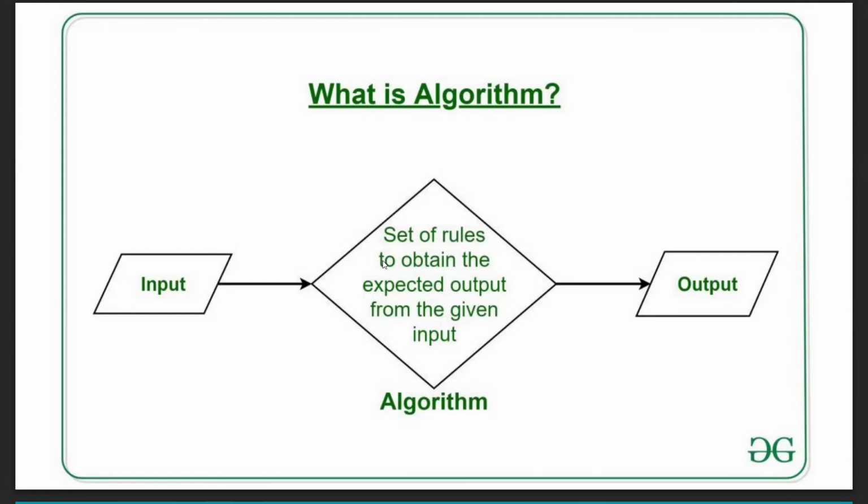So diagrammatically, I have shown what this algorithm is. Here we are giving an input. For this input, we are applying some algorithms in order to solve it. After applying this algorithm to the given input, we will get the expected output. So this is an algorithm. This is the pictorial representation for the definition of algorithm.